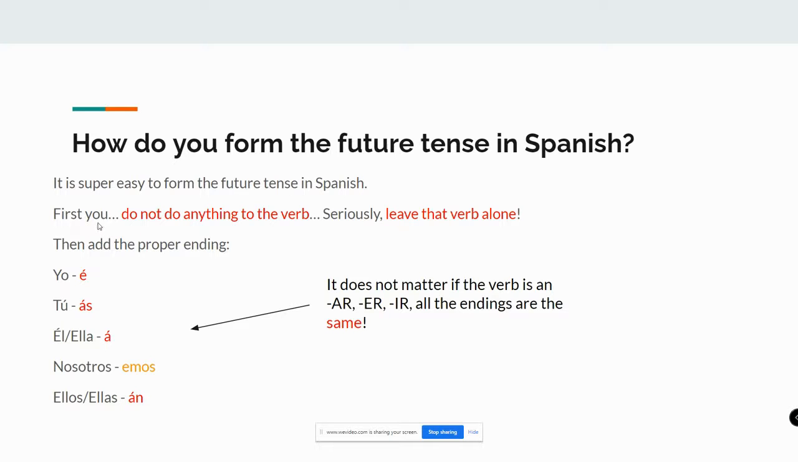First thing that you do is you don't do anything to the verb. No, seriously, leave that verb alone. You don't need to touch the verb unless it's irregular. Then you slap on the proper ending depending on who did the action.